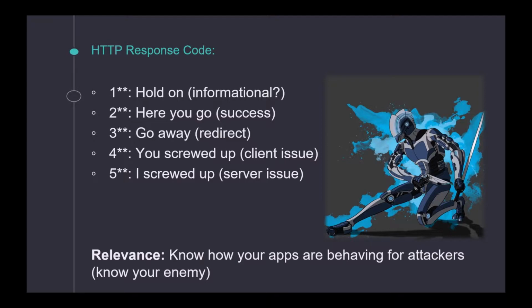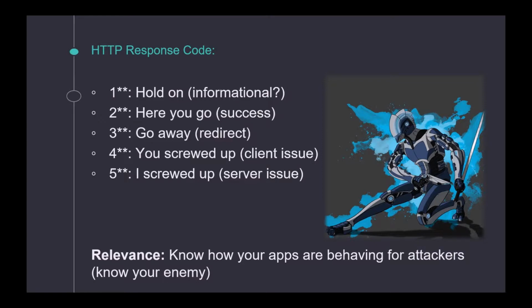200s are here you go. Typically, if you see a 200, that's the server responded back with whatever content you asked for. 300s are go away. Server saying you tried to hit something that doesn't exist or you need to be redirected somewhere else. 400s are you screwed up, meaning let's say you're trying to use a REST client like Postman, which we're gonna use in just a bit, and you put some incorrect parameters or headers in there. It's gonna tell you screwed up. And then 500s are I screwed up, meaning there's a server issue, maybe it doesn't have the content that you need. So why is that relevant?